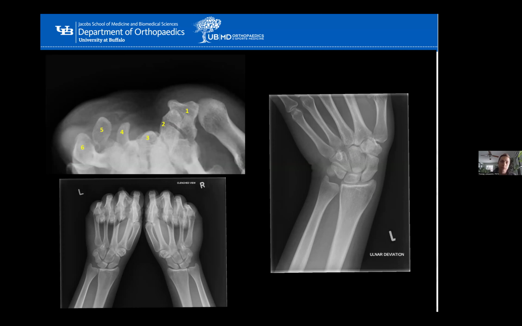You can also get a carpal tunnel view, which is the one on the top left. Specifically, these are helpful when you're looking at hook of the hamate fractures. You could get clenched fist views, which are on the bottom left, and those are specifically looking for widening between the scaphoid and the lunate bones, so widening of the scaphoid-lunate interval. And you can also get scaphoid views. One of them that I just highlighted here is an ulnar deviation film, which is just supposed to bring the scaphoid into better view.